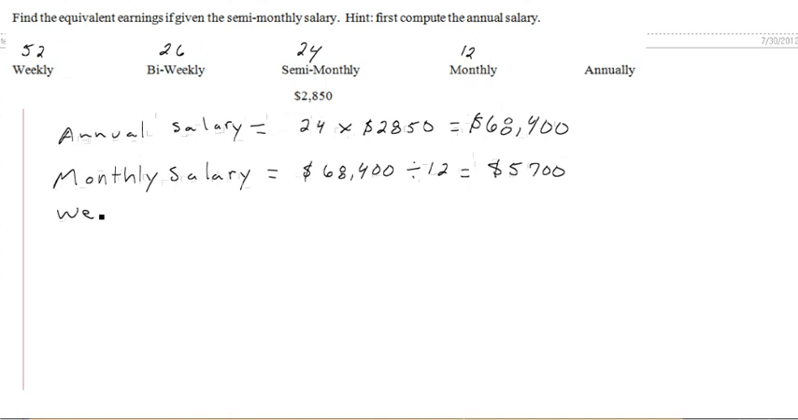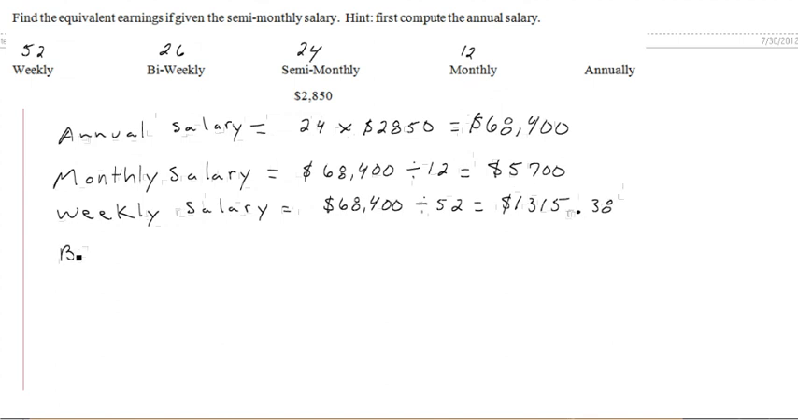On a weekly basis, all we have to do is take my annual salary of $68,400 and I will divide that by 52 to see that my weekly salary is $1,315.38.